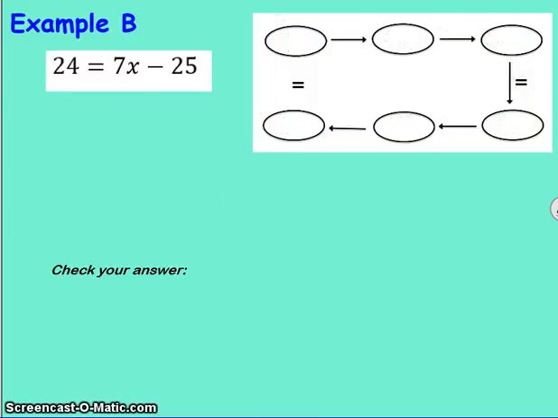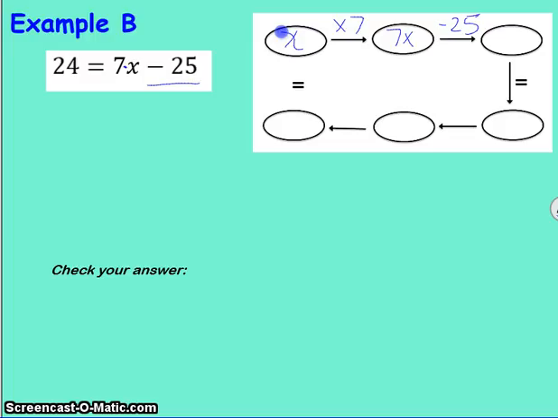Example B is 24 is equal to 7x minus 25. So I'm going to use this flowchart again. So first I start with my variable. Well, again, if I knew the number that was in place of that x, I know I'd be multiplying. So I'm multiplying this by 7. Well, x times 7 is 7x. The next thing I would do is subtract 25.